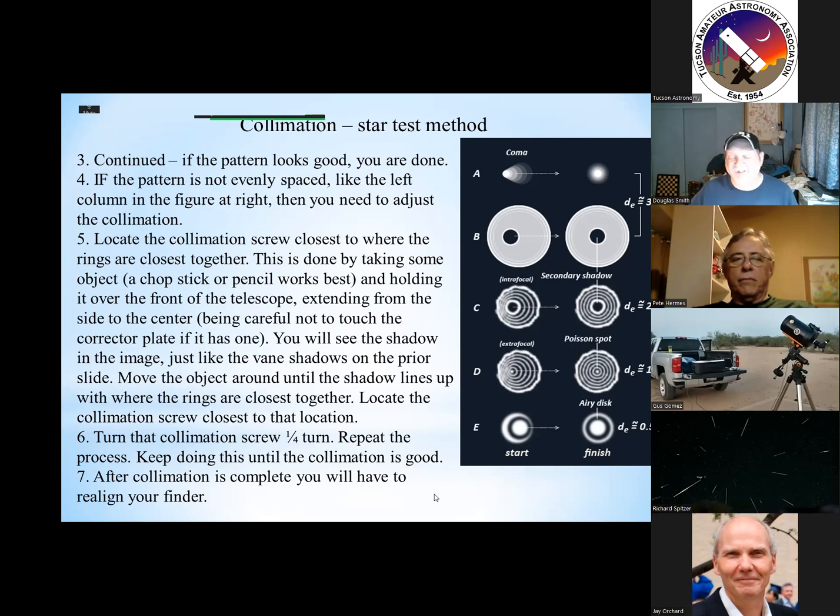And it's trial and error. Like I said, I don't know. You just take your choice. Turn it one way, it gets better. Turn it the other way, it gets worse. You just keep doing this until you get your good collimation.